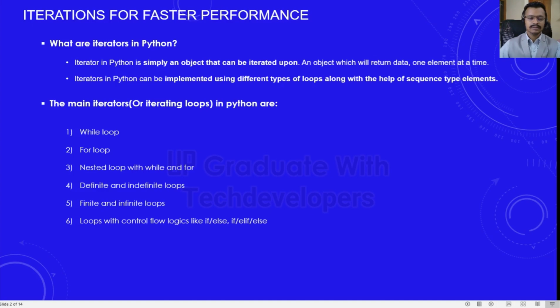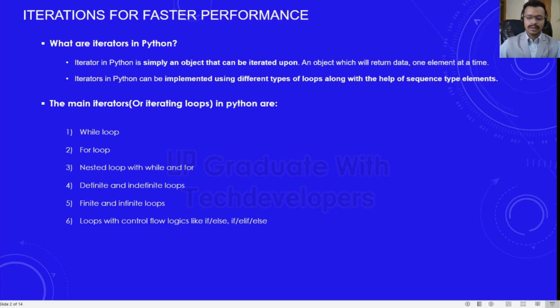Here you can see the main iterators in Python: while loop, for loop, nested loop with the while and for, definite and indefinite loops, finite and infinite loops, loops with control flow logics like if else, if, else if, and else.